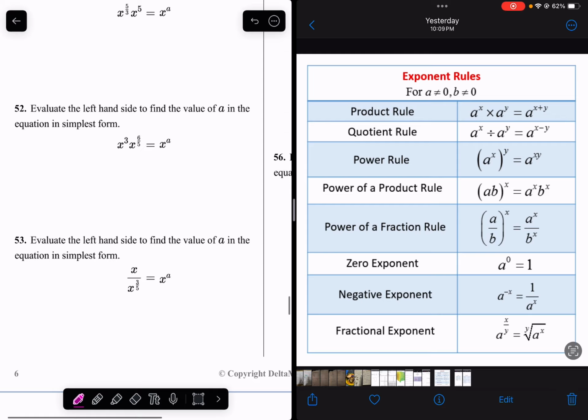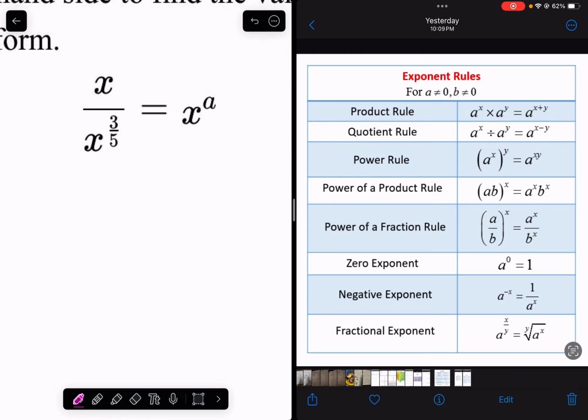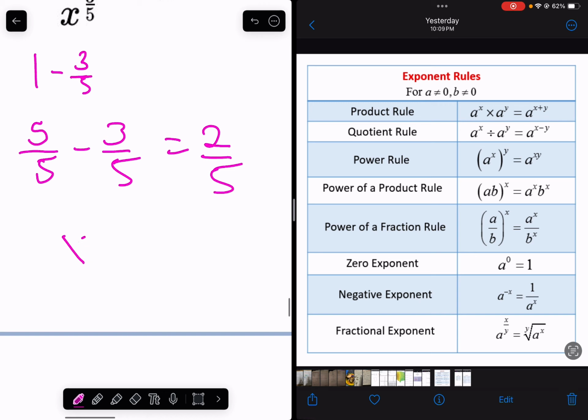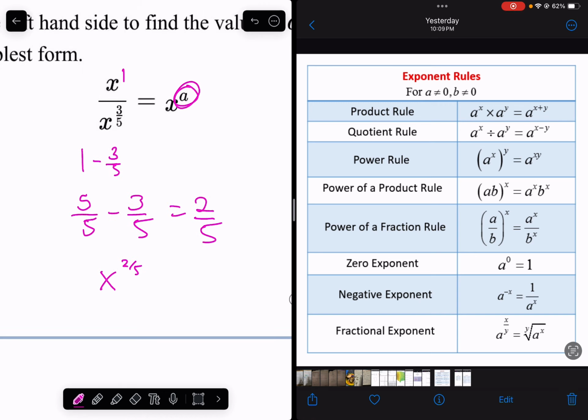All right, and then something like this, right? This guy is going to be the quotient rule, top minus bottom, right? So it's going to be 1 minus 3/5. Of course, you need your common denominator. So 1 written with a denominator of 5 would just be 5/5. So we get 2/5. So our answer would be x to the power of 2/5. And since they're just asking for what a is, right, a would be 2/5.